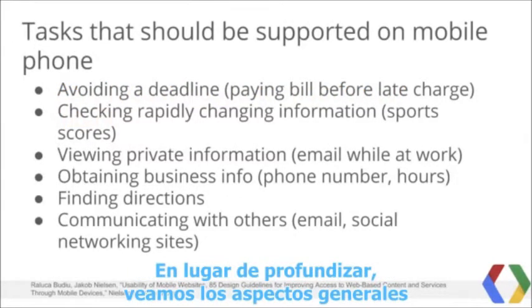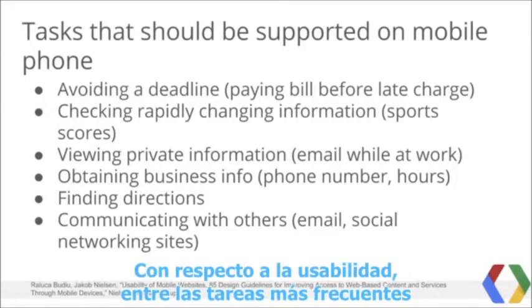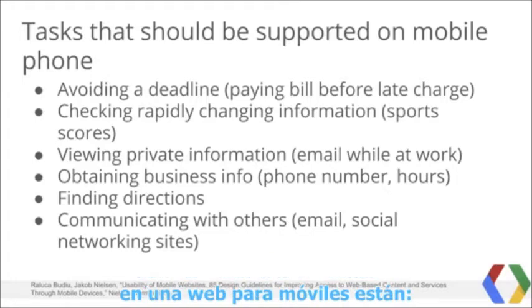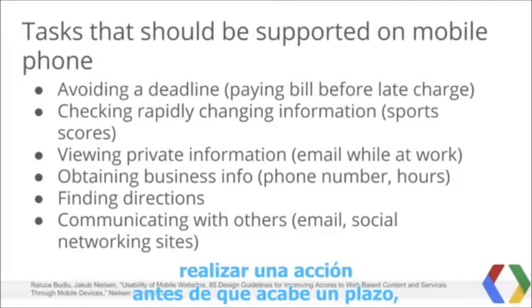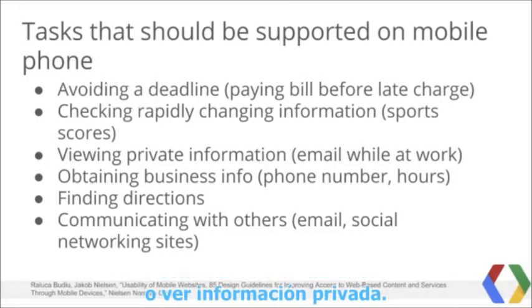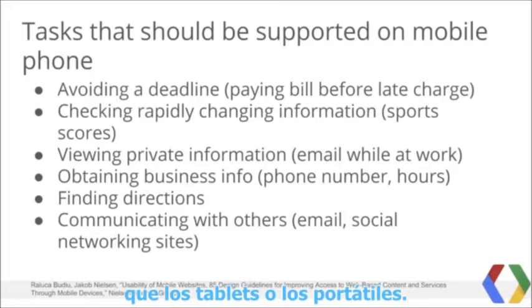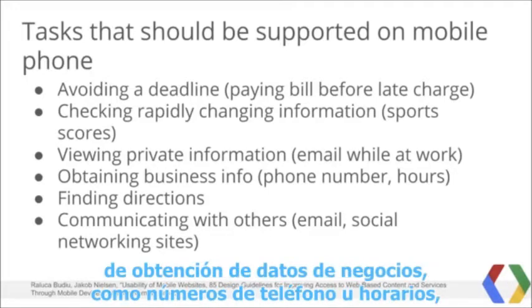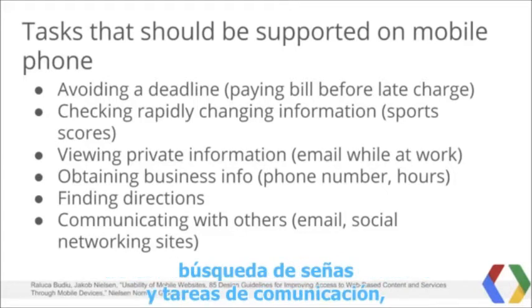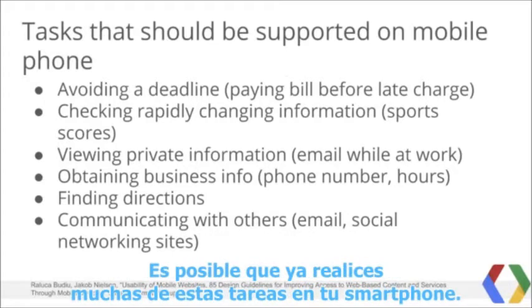Rather than dive right in, let's take a step back and discuss mobile intent more generally. In Usability of Mobile Websites, under What to Include on a Mobile Site, are tasks that relate to users avoiding a deadline, checking rapidly changing information, viewing private information. This is probably because mobile phones are much more personal than tablets or laptops. The other tasks mentioned for mobile sites are obtaining business information like phone number or store hours, finding directions, and communicating, such as with email or social networking sites. Many of these tasks probably resonate with your own smartphone usage.